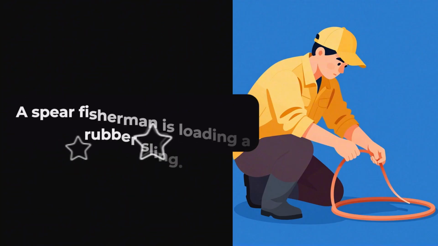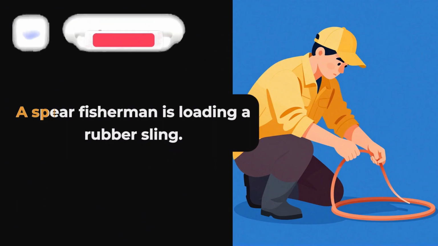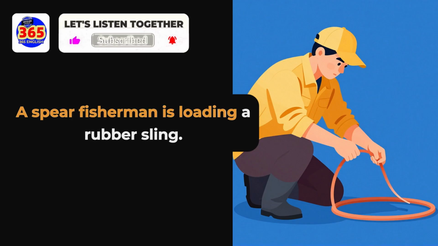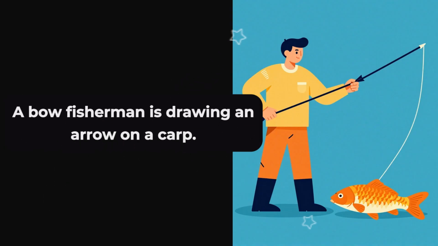A spear fisherman is loading a rubber sling. A bow fisherman is drawing an arrow on a carp.